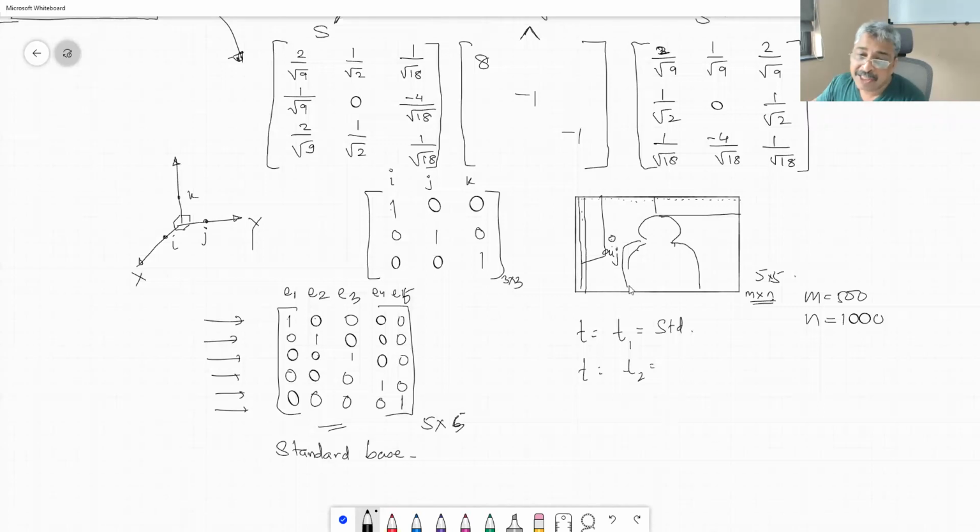then all these pixels, whatever are there here, would do the calculations related to this matrix, and either they will glow or they will not glow. And depending upon t1, at the time t1, the picture will be visible to you. And that visibility is with respect to base e1, e2, e3, e4, e5.